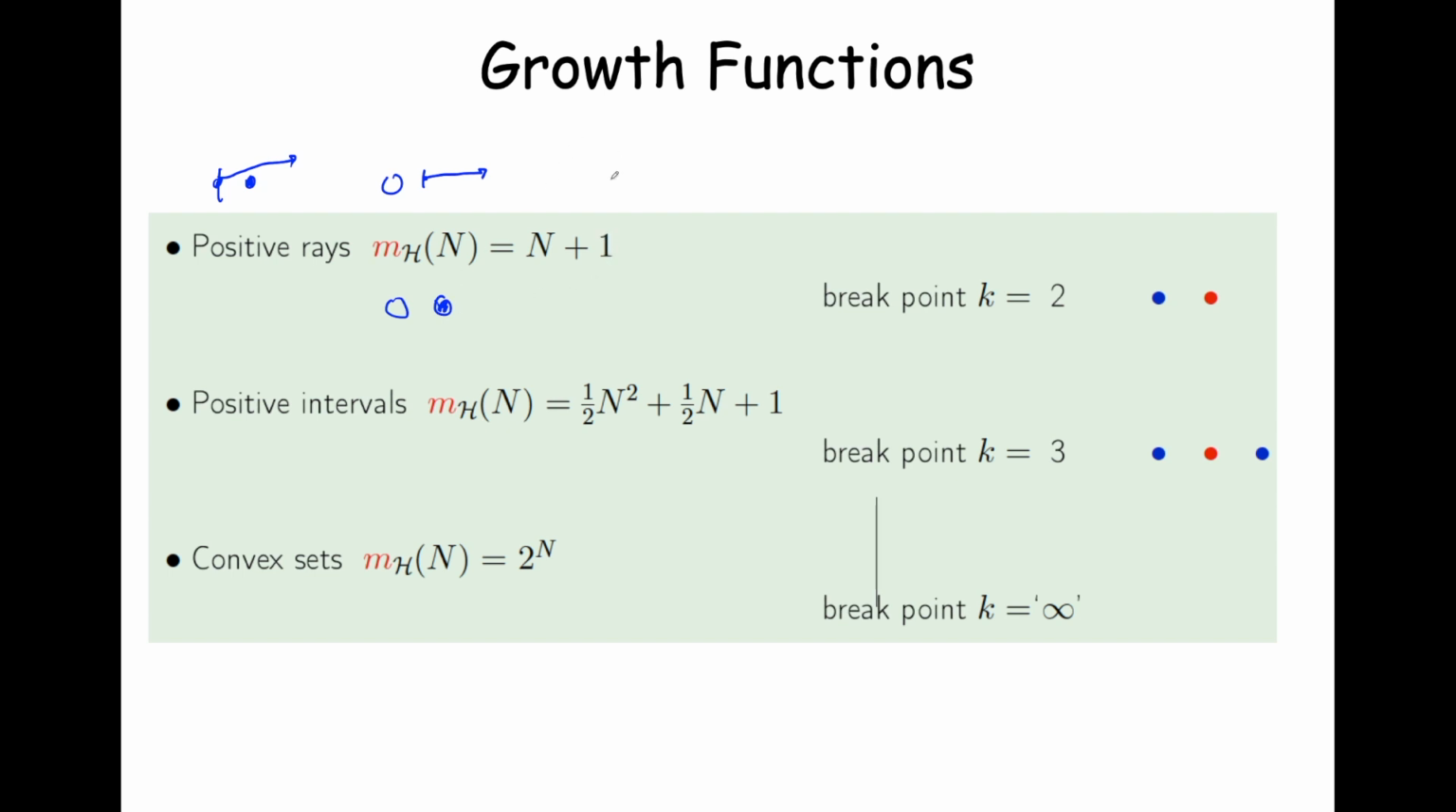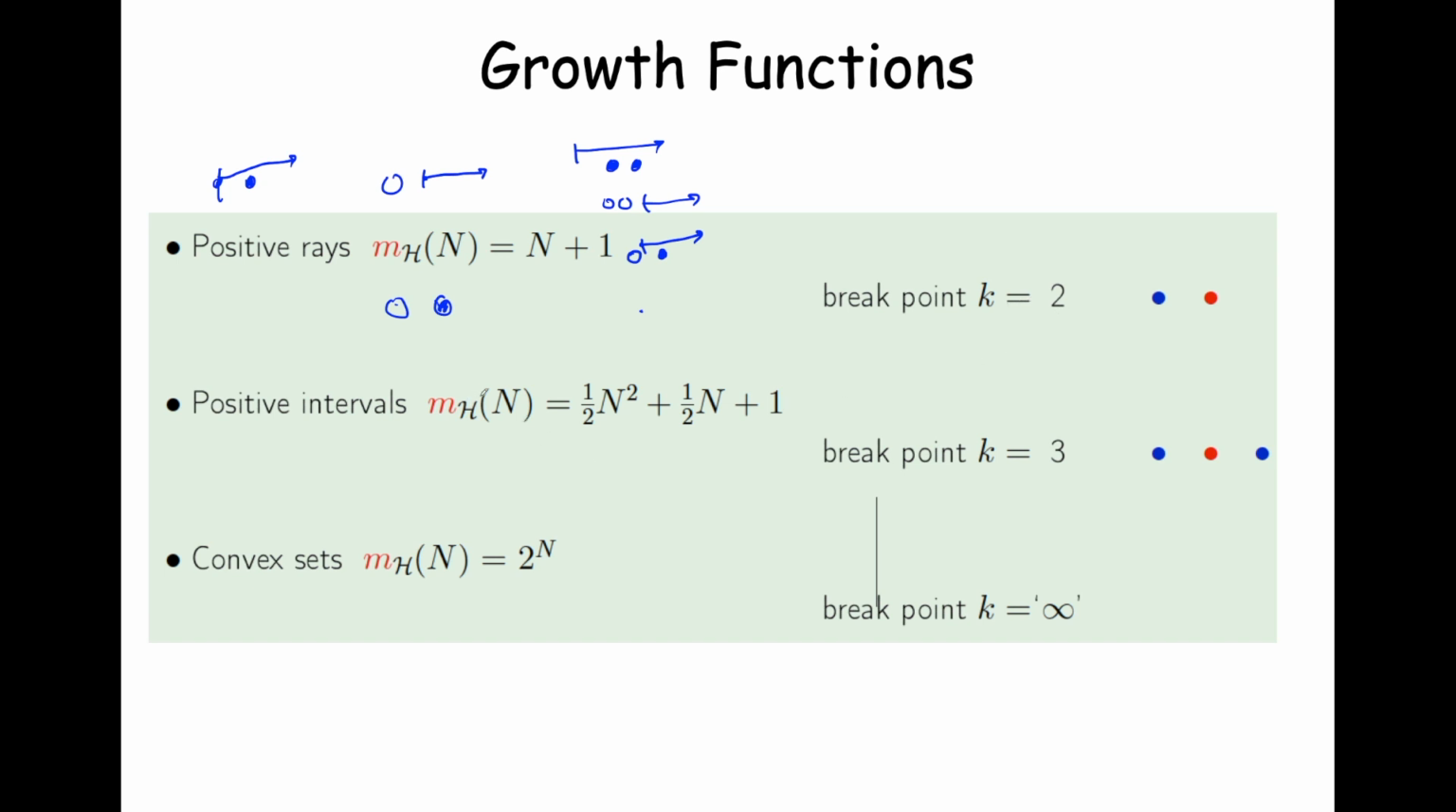So once we go to a data set of size 2, what can we generate? We can generate a dichotomy like this with a positive ray. We can generate a dichotomy that's completely red. We can generate a dichotomy that is red here, blue here, by anchoring it like that. But we can't do the opposite. We can't have blue followed by red. And so once we reach a data set size k of 2, the positive ray breaks. The break point of the positive ray is going to be 2, k equals 2.